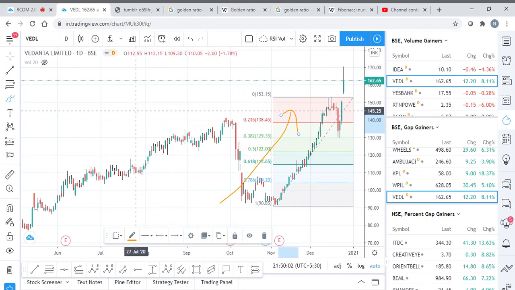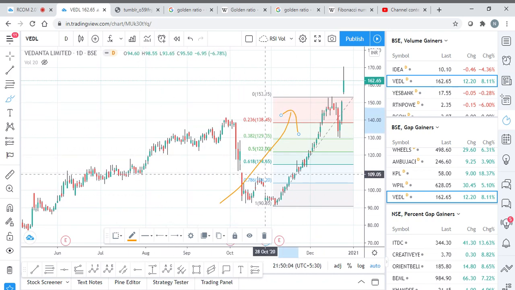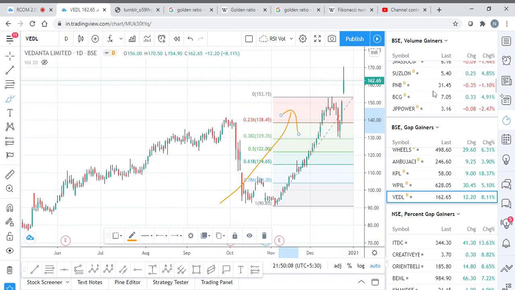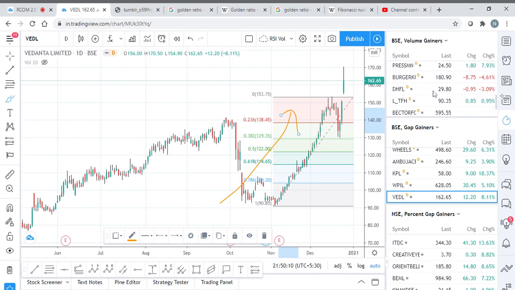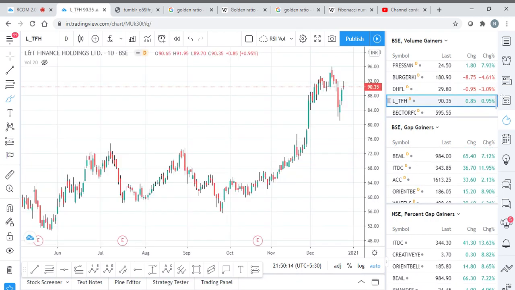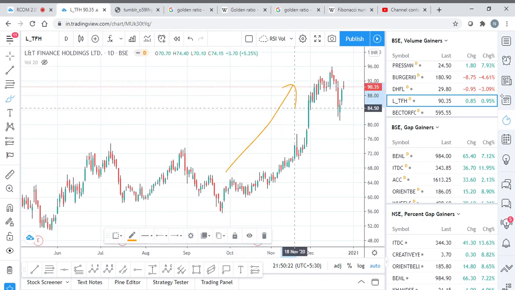So that's all regarding the Fibonacci retracement, how you plot it, and this is one example. Maybe we can check more examples. Let's see if we have something else. Let's see the L&T Financial Housing. So here again you should find the dominant trend, and here the dominant trend is an uptrend, right? When you check on the daily chart, the dominant trend is an uptrend.